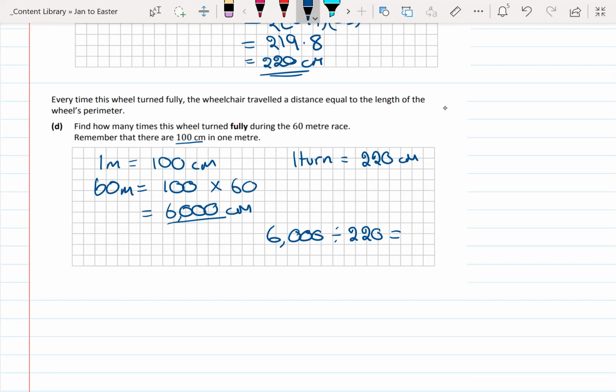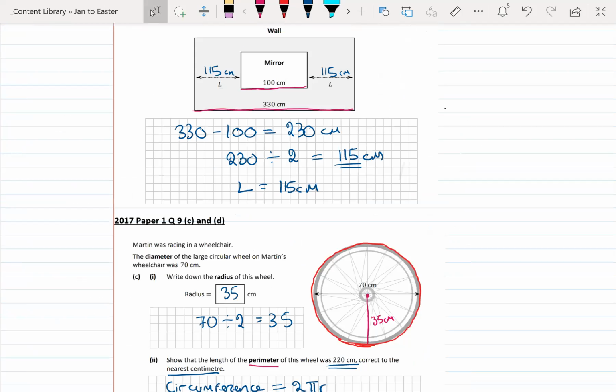So fully, how many times would the wheel turn fully? So when we calculate that number there, we get 27.27. Now, that means, therefore, that's what these three dots mean. Therefore, the wheel turns 27 times. Okay, full turns. And that's it. That is the questions on area and perimeter.